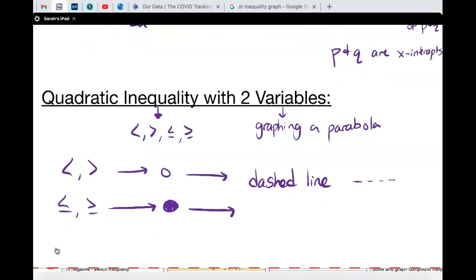And then less than or equal to, greater than or equal to is a solid line. So before you connect all your points to your parabola, you should make sure, is it a dashed line or a solid line as you go through it. So that's one thing that you have to add to your parabola graph.